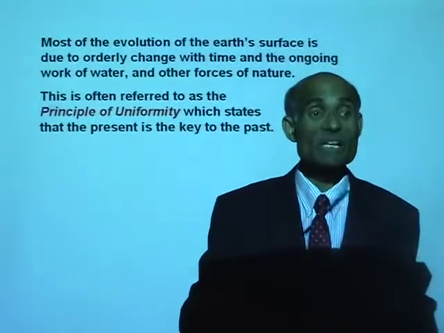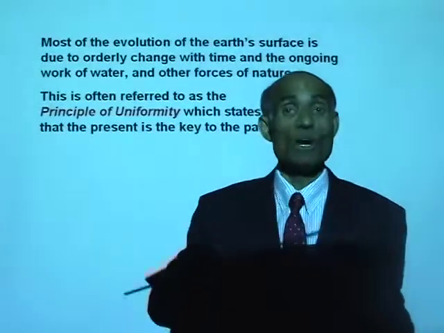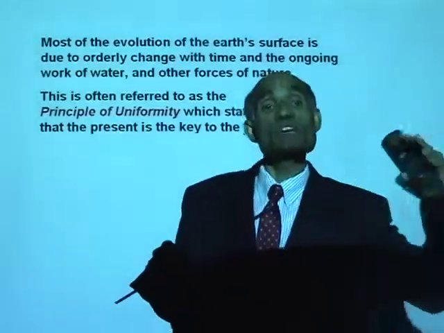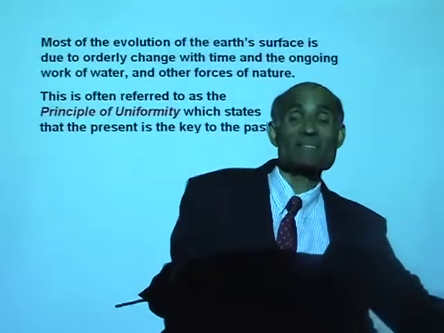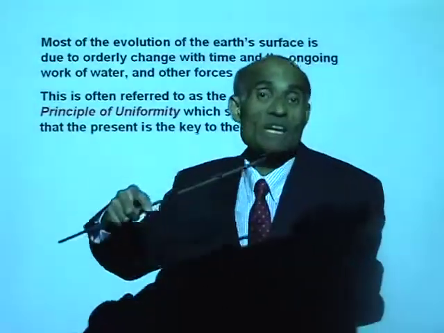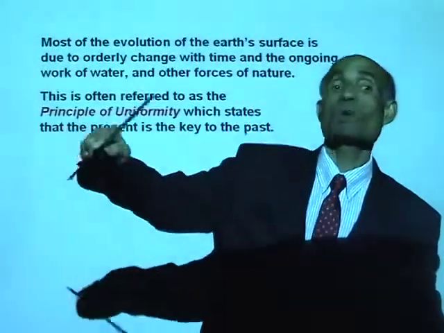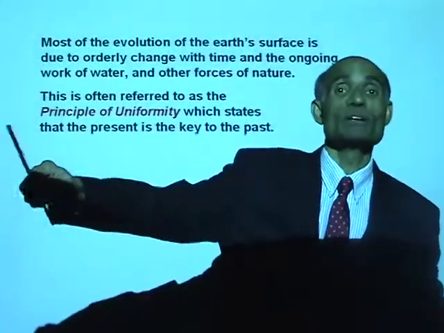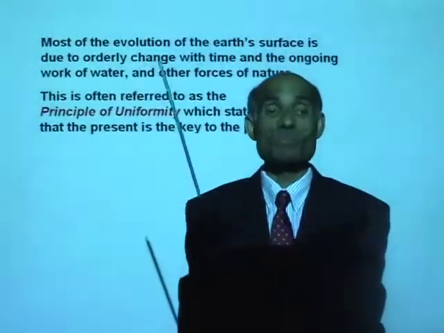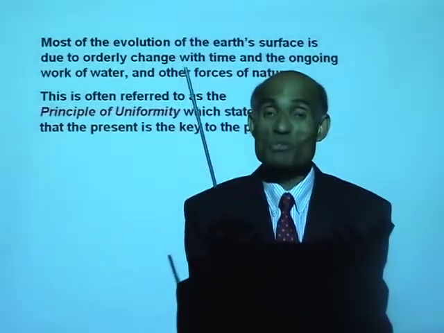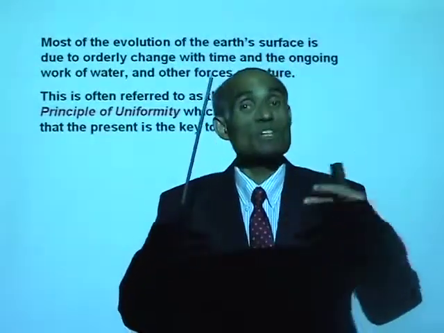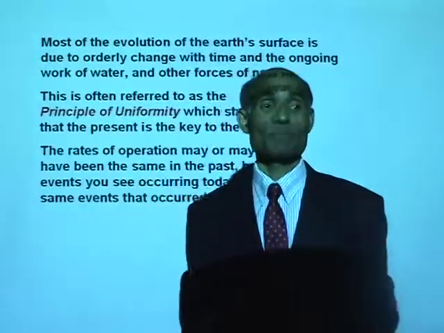The present is the key to the past. What is happening now may be a key to understanding the past. So what has happened in the past is an indication of what is happening now and what will happen later on. So the principle of uniformity is an important principle. Once we are able to understand it, we are able to predict some of the things that could happen.